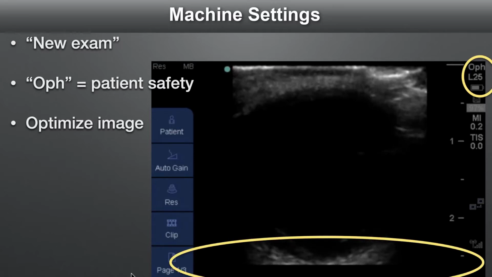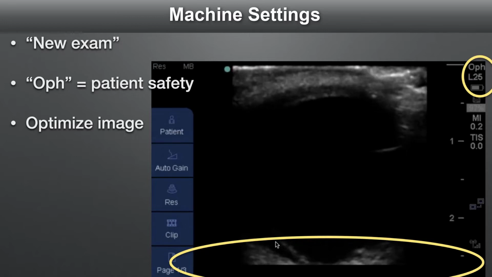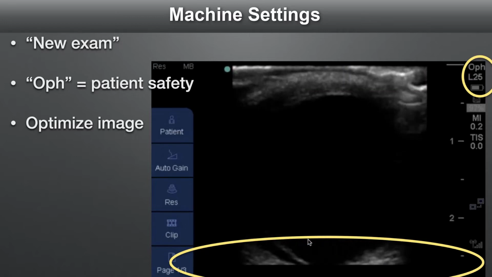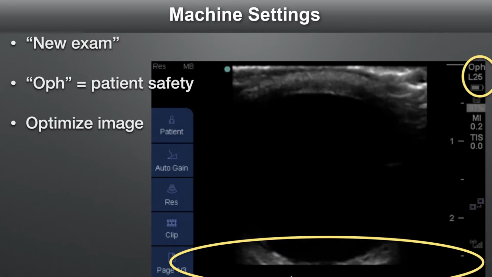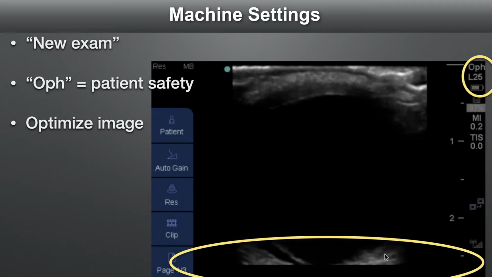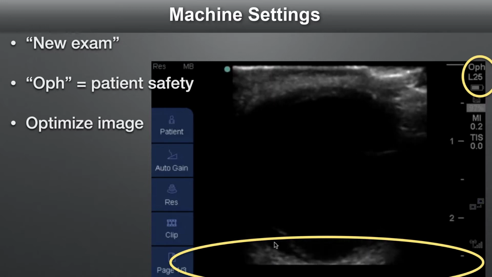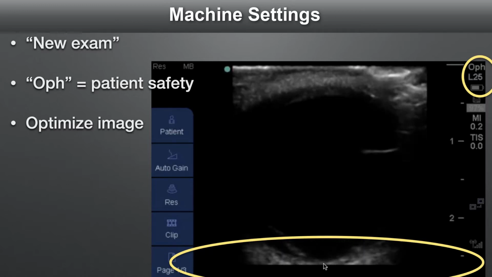And lastly, you want to optimize the patient image. For whatever reason, Sonosight's settings for eyes are not actually consistent with the depth of most people's eyeballs. And so make sure you increase the depth a little bit past the point of where Sonosight has it, because it's usually kind of right at the back of the eye, and we want to be a little deeper than that. Finally, you're allowed to scan.